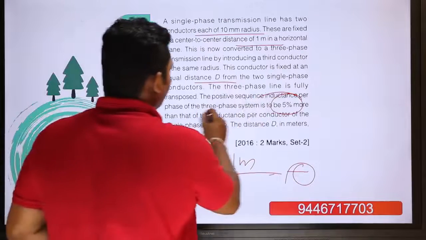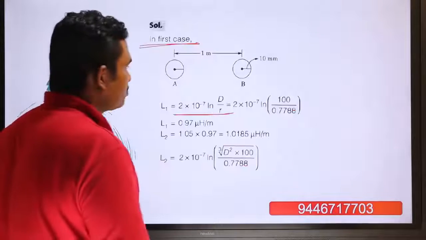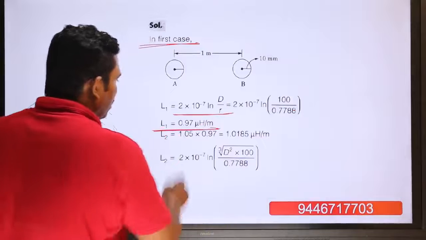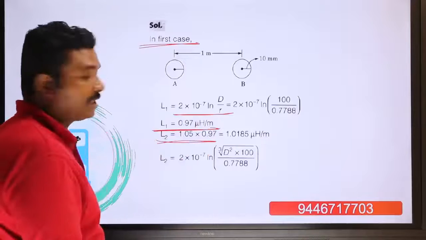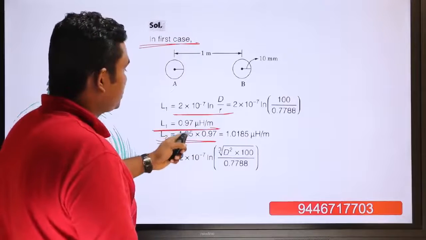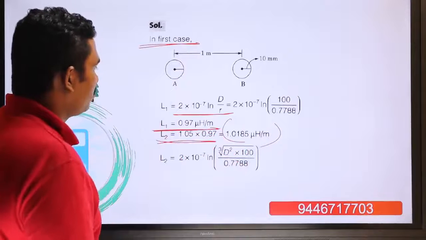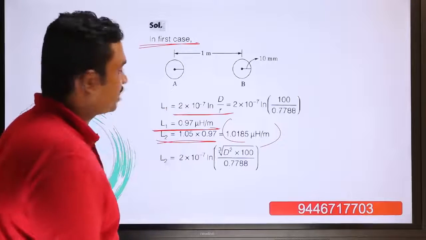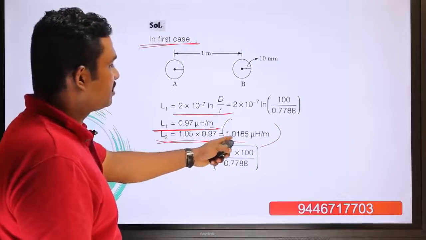The positive sequence inductance per phase of the 3-phase system has to be 5% more than that of the inductance of the conductors of the single phase system. So we are going to increase it by 5%. When L1 is equal to 0.97 microhenry per meter, what is L2? L2 is 5% greater than 0.97 microhenry per meter, so it is 105%, which is 1.05 into 0.97. So L2 becomes equal to 1.0185 microhenry per meter. When you make the same equation with respect to capital D, and you know the value of L2, you can substitute L2 with 1.0185.